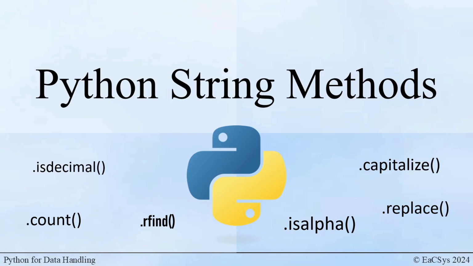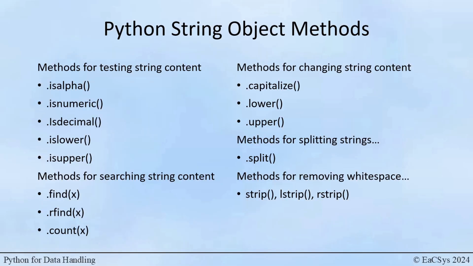So, in this video we will teach you a collection of intermediate string object methods useful for the purpose of data handling with Python. We'll begin to talk about some string methods used to test the content of strings, tests which may be important when using strings in terms of data handling. And the methods we will learn to use are isAlpha, which tests if a string consists of only letters, and the isDecimal method, which tests if the string consists of only decimal characters.